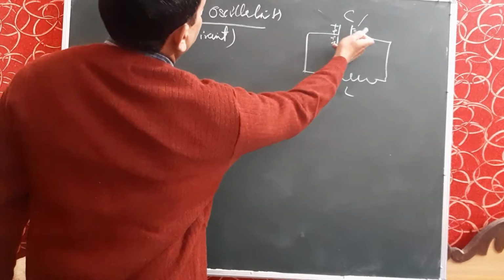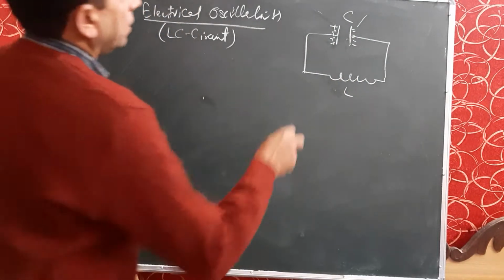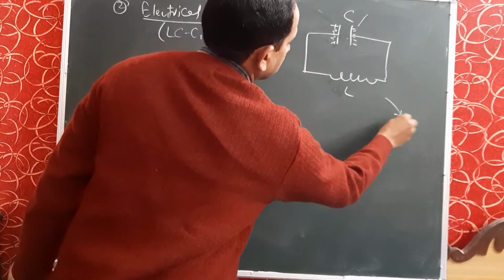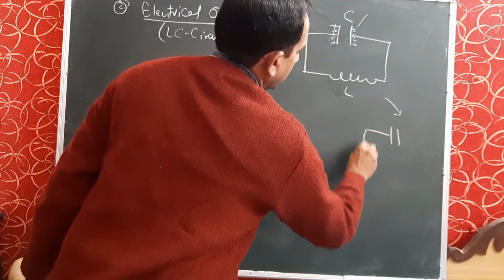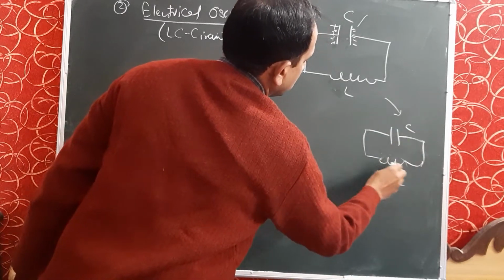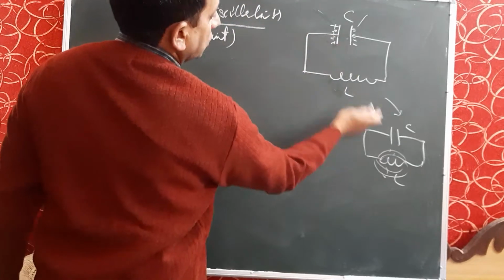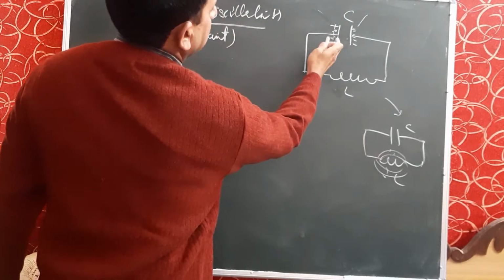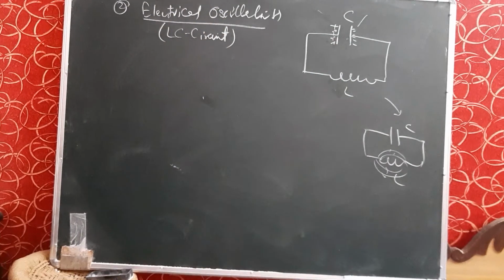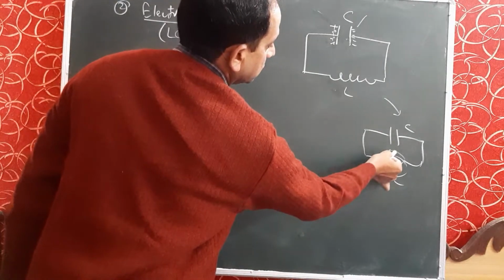Initially the capacitor is fully charged and the inductor is uncharged. After some time this charge will transfer to the inductor. In the second case, the capacitor is fully discharged and this energy or charge shifts to the inductor and is stored in the form of magnetic energy.